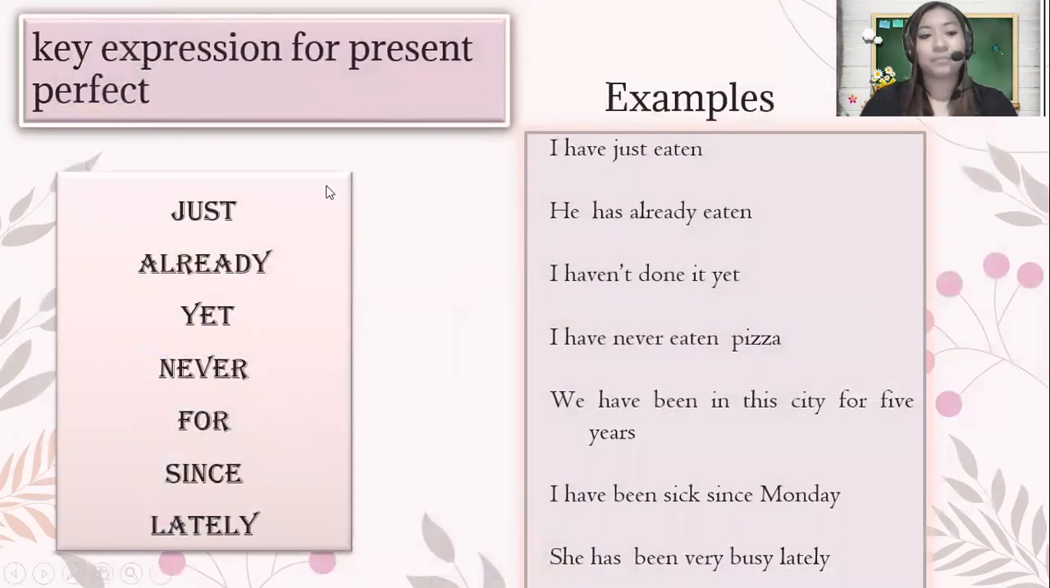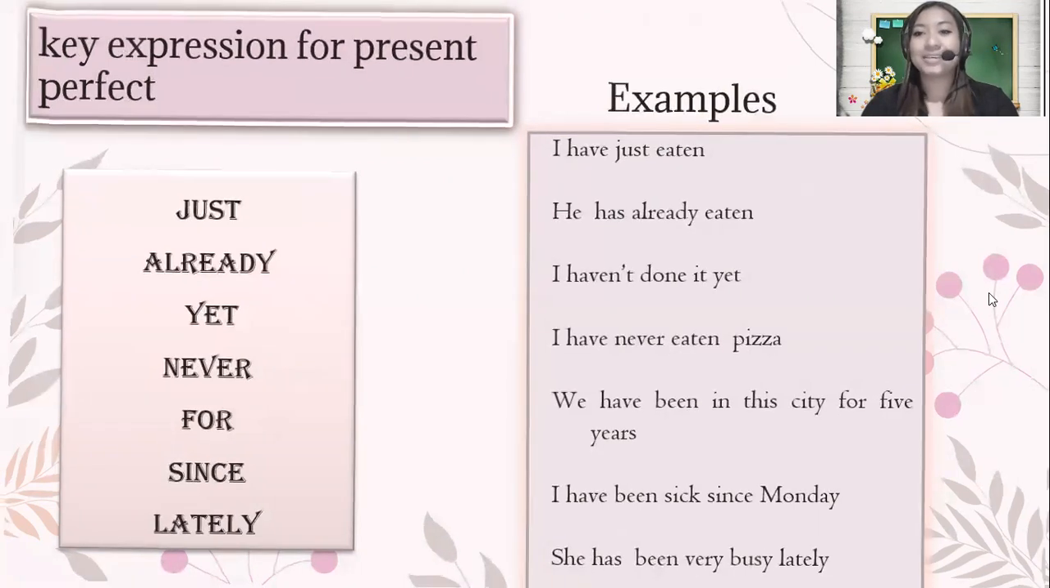So let's continue. We have the key expressions for present perfect. We have just, already, yet, never, for, since, lately. These key expressions are going to help you to identify when someone is speaking in the present perfect. And we have some examples. I have just eaten. He has already eaten. I haven't done it yet. I have never eaten pizza. We have been in this city for 5 years. I have been sick since Monday. She has been very busy lately.